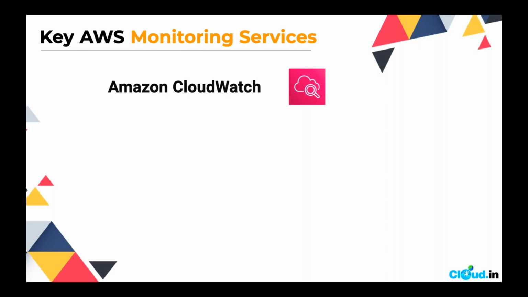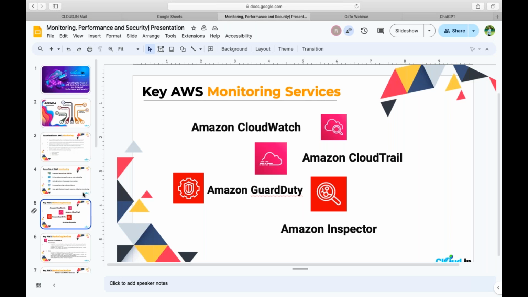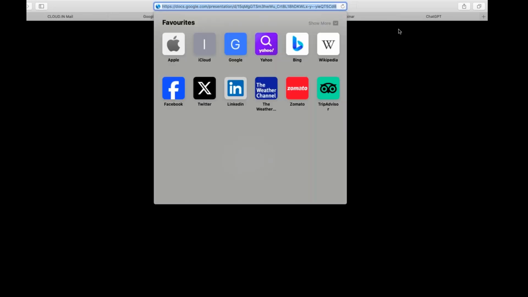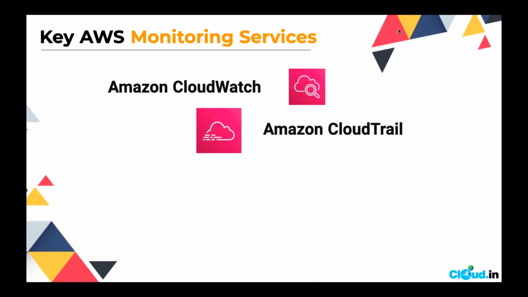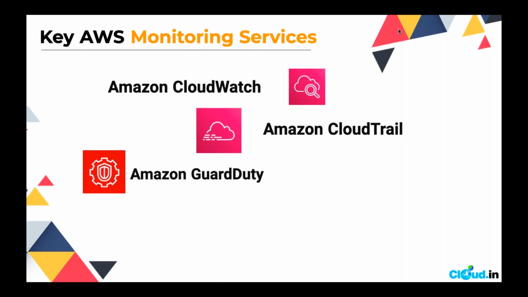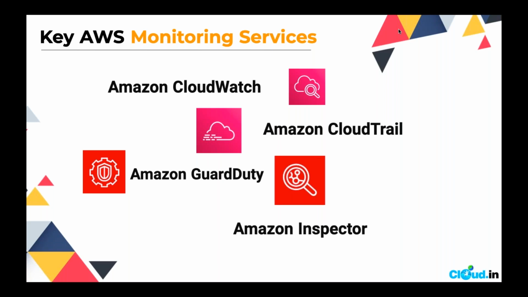The next service that comes under the AWS monitoring services is AWS CloudTrail. This service provides us with the audit trail of API calls and activities performed within your AWS account. This helps in monitoring and tracking any changes to your AWS resources for security, compliance, and also operational auditing purposes.